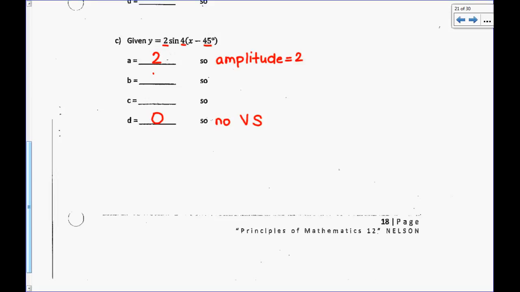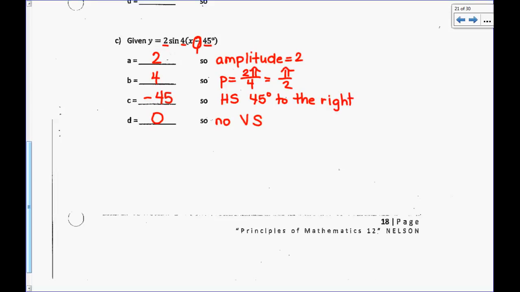If our B is 4, so 4 times x, that means that we can figure out our period then. So period would be 2 pi over b, and our b is 4. So that means divide 2 from the numerator and 2 from the denominator. That would be pi over 2. And if our c is negative 45, that's a horizontal shift. And remember, it's opposite to what you would expect from the sign. So it's 45 degrees to the right.